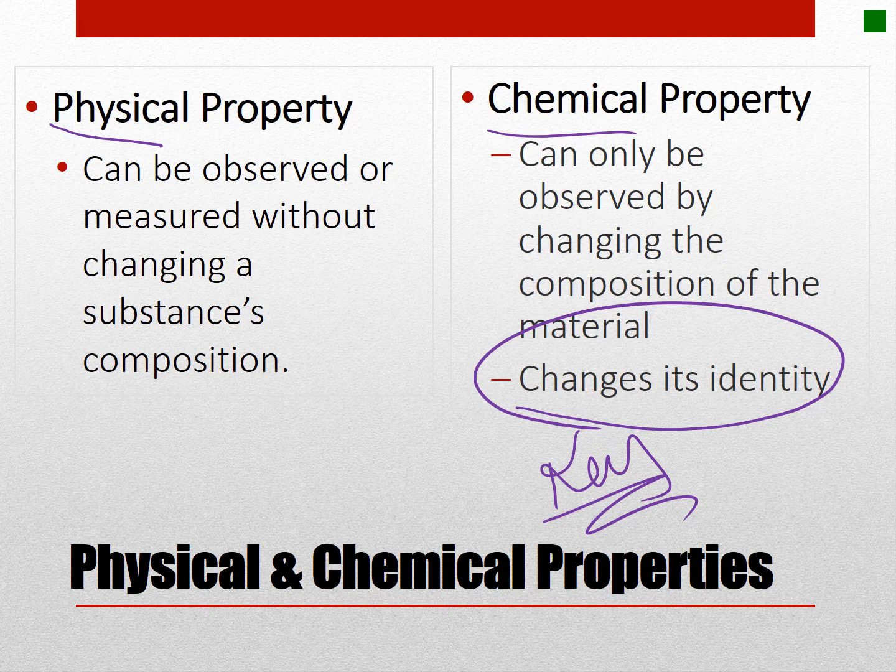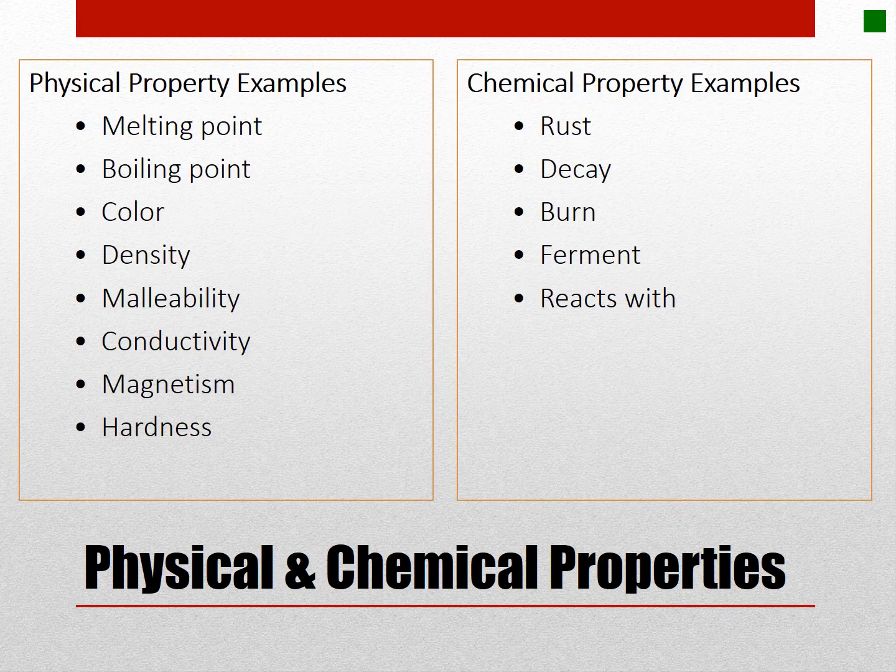So to test a chemical property, let's say it's flammable. That would be a chemical property. But in order to observe if it's flammable or not, you would have to try to light it on fire, right? So when you light it on fire, it's no longer the same thing. Here are some examples that you will have to note on which ones are physical, which ones are chemical.